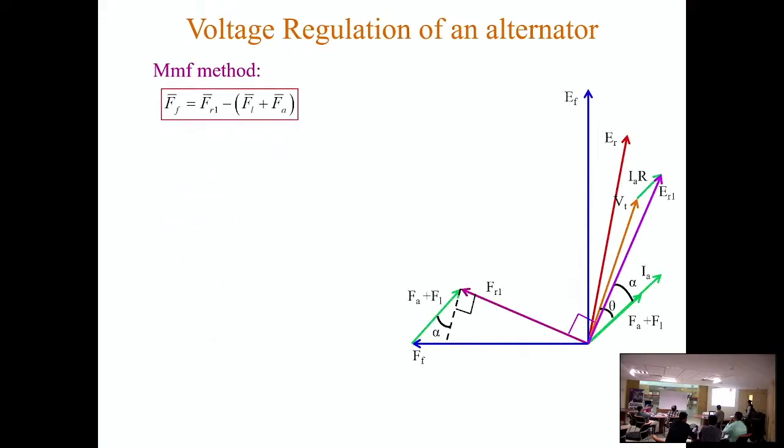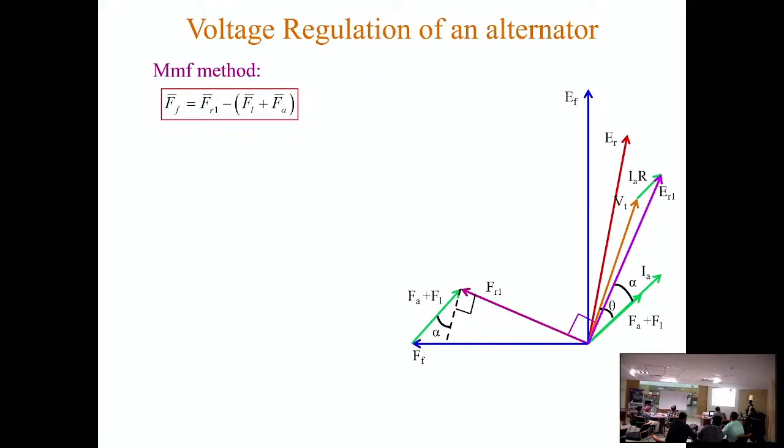And this is the corresponding phasor diagram. Here you can see these are the corresponding MMFs which have produced these EMFs. The first one is ER1, the second one is ER, which is equivalent to this FA plus FL. This one is parallel to this one, and EF is corresponding to FF. So EF is replaced by FF, ER is replaced by FA plus FL, and ER1 is replaced by FR1. Now the angle between FA plus FL, which is in phase with IA, and ER1, that is alpha, which is this angle.